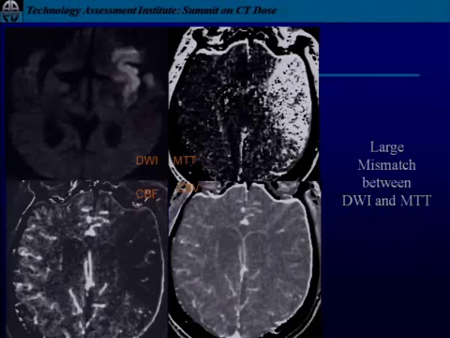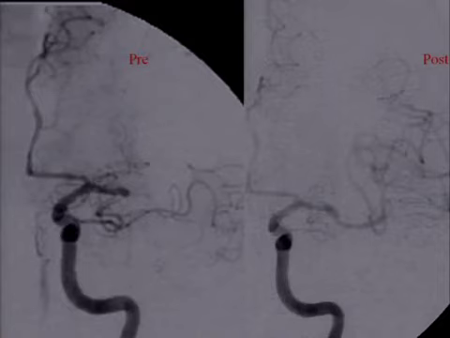Here's an example where the patient came in. This was the infarct. This is your MTT. So this is pretty much the tissue at risk. You see the tissue at risk is much bigger than the core of your infarct. The patient went on to angiography. We saw a cutoff in the MCA here.